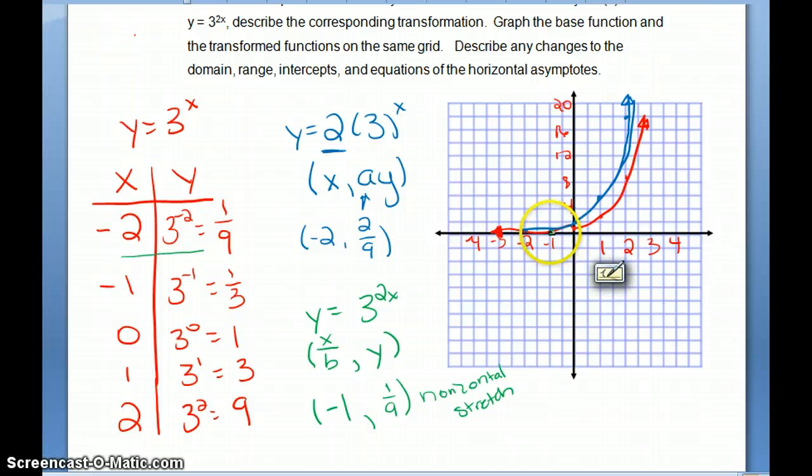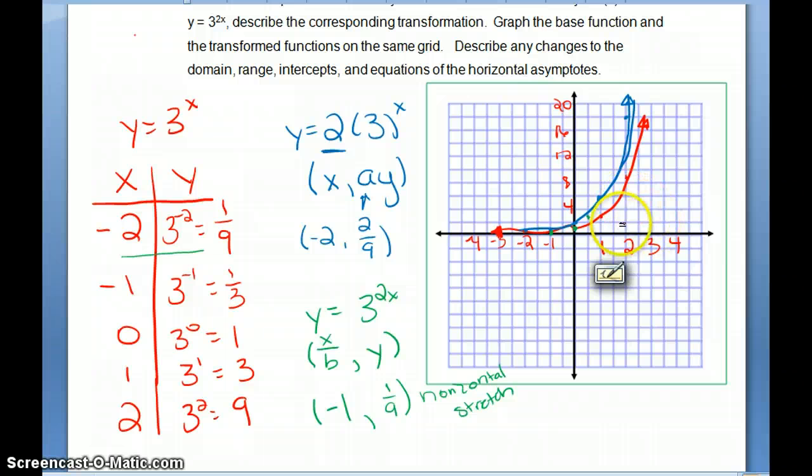So at 1 over 9, the y value is over at x equal to negative 1. Then we're going to move on to, say, 0 and 1. You divide 0 by 2, and that value stays the same, because 0 divided by any number is just 0, so that one stays there.